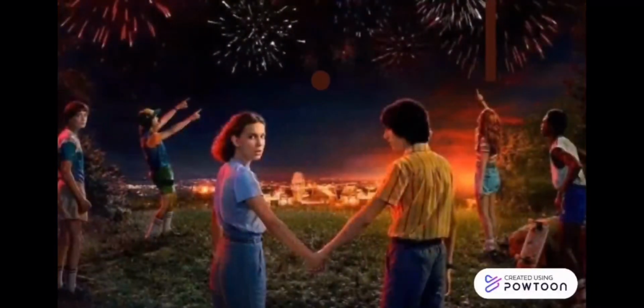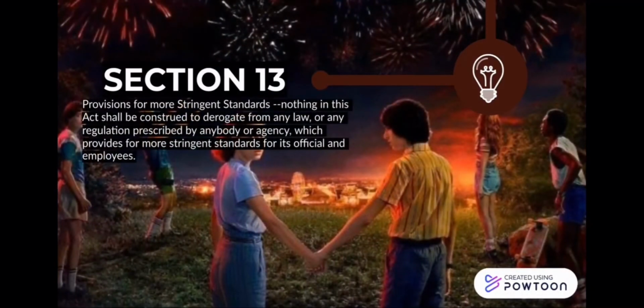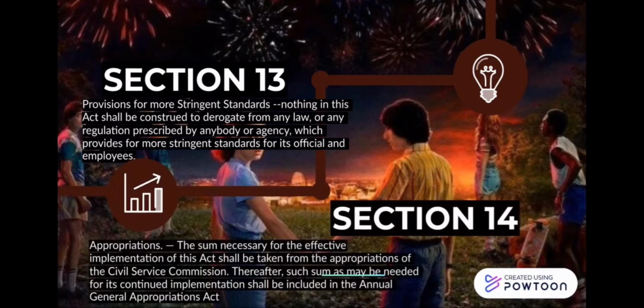Section 13. Provisions for more stringent standards. Nothing in this act shall be construed to derogate from any law or any regulations prescribed by any body or agency which provides for more stringent standards for its officials and employees. Section 14, appropriation. Section 14 states that the sum required for this act's efficient execution shall be deducted from the Civil Service Commission's appropriations. Afterwards, whatever more sum required for its continuous implementation shall be a part of the Annual General Appropriations Act.